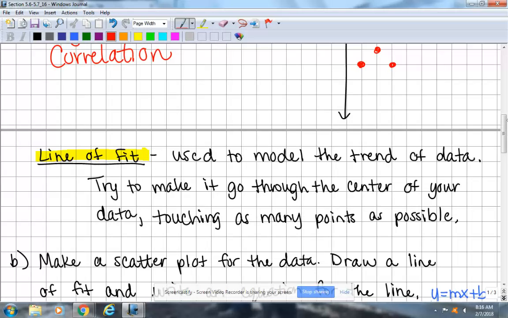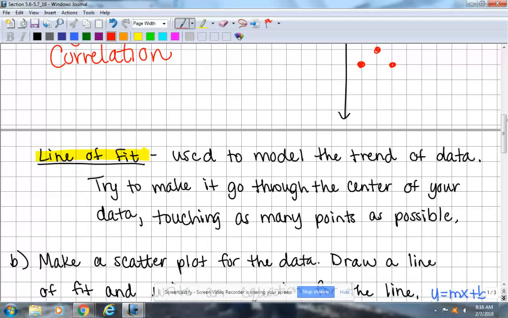Remember when you did connect the dot little drawings when you were growing up and you'd go from 1 to 2 to 3 to 4 to 5 to 6 to 7, and you'd make some picture or whatever, Mickey Mouse or whatever. All right? Lines of fit are not connect the dots because that would be really jagged on a scatter plot. A line of fit is a straight line.